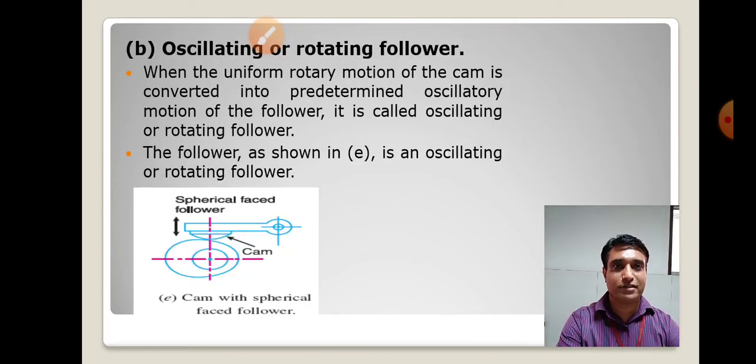The second classification in this category is oscillating or rotary followers. This is very important to understand, my dear students. When the uniform rotary motion of the cam is converted into a predetermined oscillatory motion of the follower, it is called an oscillating or rotating follower. This kind of follower is available. You can see it, my dear students, on the screen.